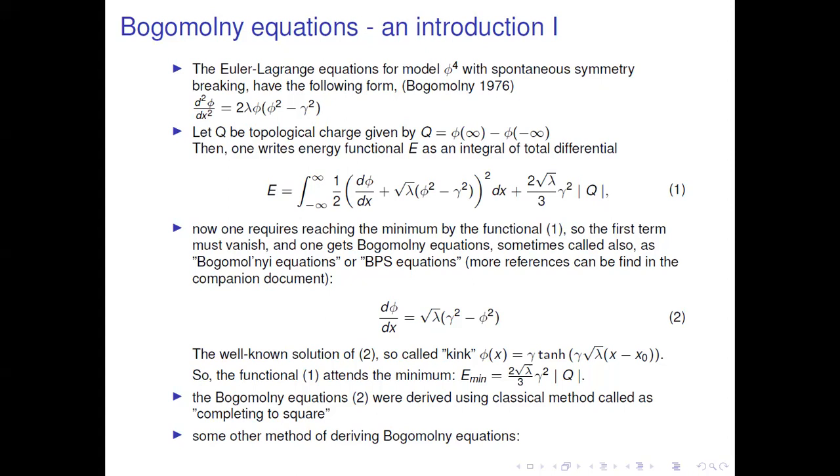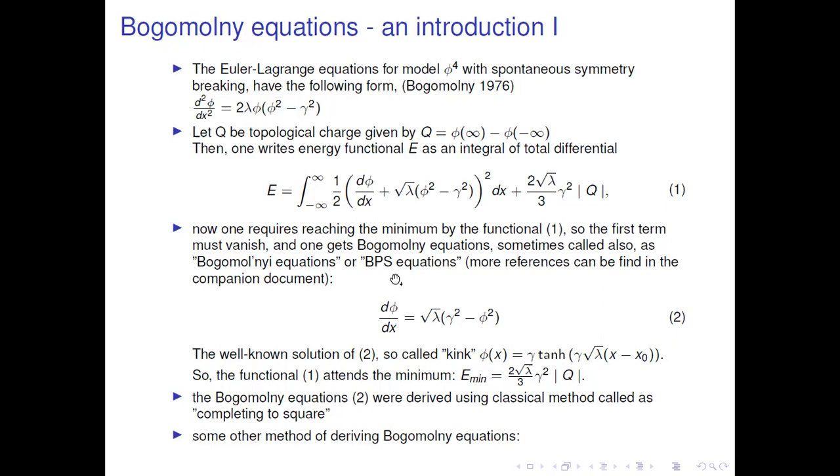Okay, so let's consider Euler-Lagrange equations for the so-called phi to four model with spontaneous symmetry breaking. These Euler-Lagrange equations have the following form, and one can write the energy functional as an integral of such form plus such term. This is the energy functional from which these Euler-Lagrange equations follow. And if one requires reaching the minimum of the functional, the first term must vanish, and we get the Bogomolny equation, because in this case it's only one equation.